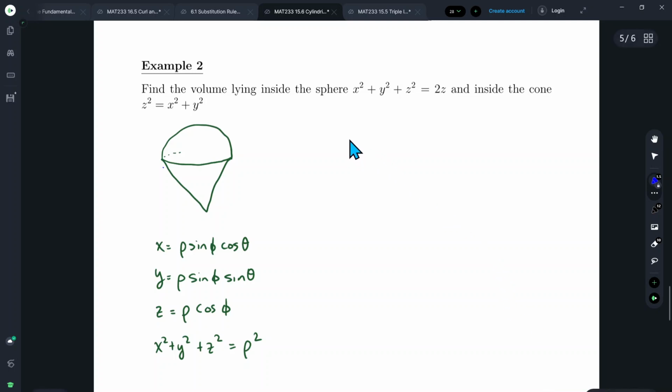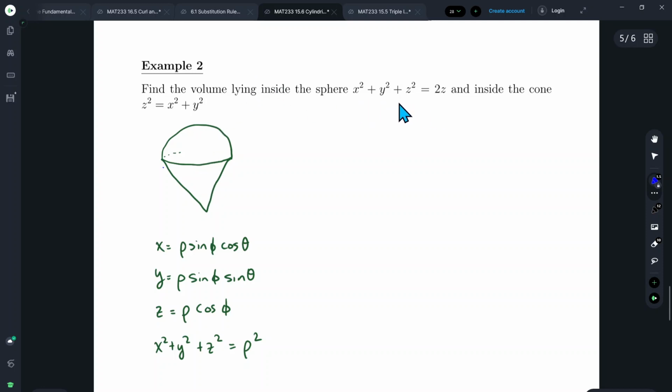Okay, so now we're going to take a look at example 2, where we're asked to calculate the volume lying inside a sphere described by this equation here, and also inside the cone described by this equation here. Basically, the solid object that we're looking at looks kind of like an ice cream cone, right? So on the bottom is being described by this sphere, the cone, and the top is a portion of a sphere, so not the entire sphere. And then we're looking at the region inside the two objects.